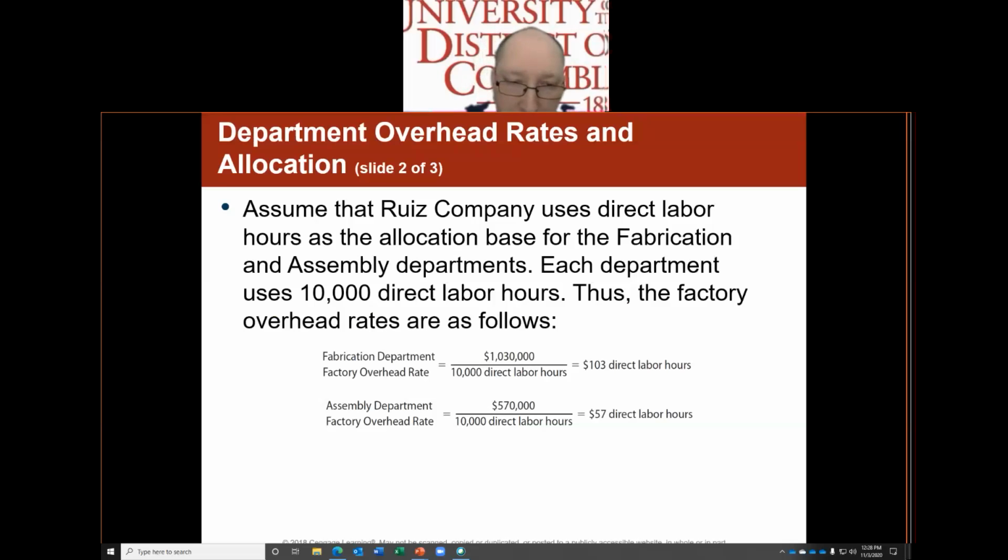So here's how it's calculated. We take our $1,030,000 that was allocated to our fabrication department, divided by the 10,000 hours that's budgeted to that department, gets us to $103 per direct labor hour. In the assembly department, we budgeted $570,000 divided by that 10,000 hours allocated for that department. You get to $57 per direct labor hour. Now, you can already see the difference between this and the single plant-wide method.